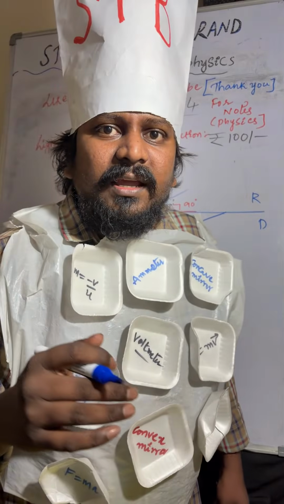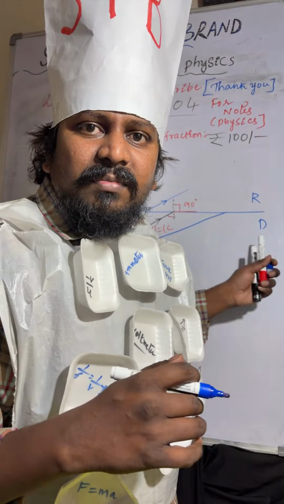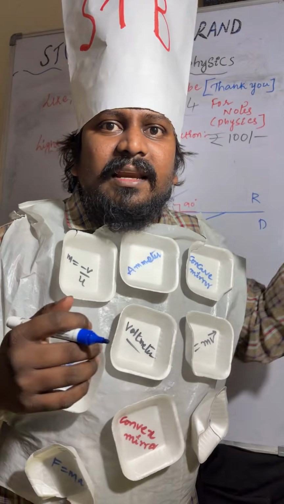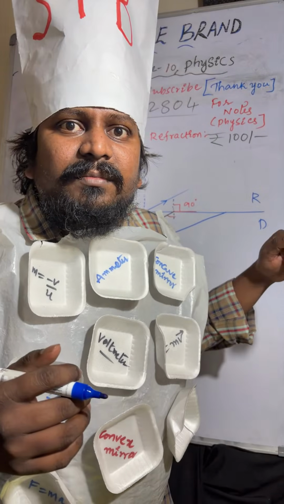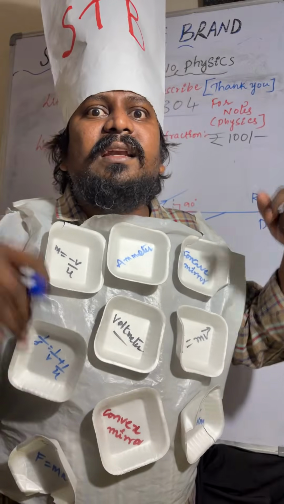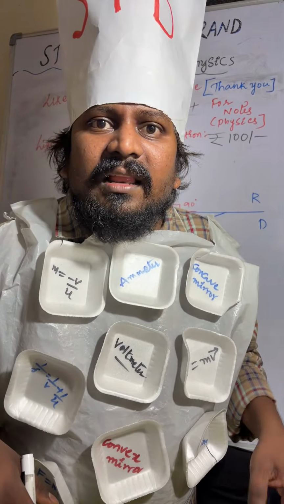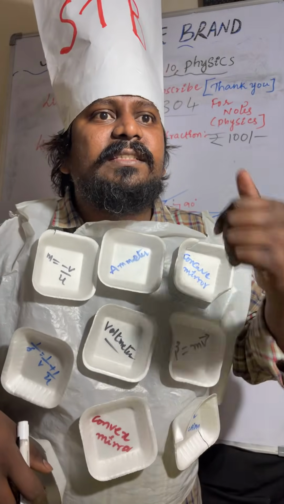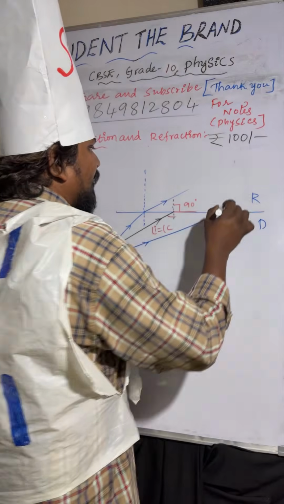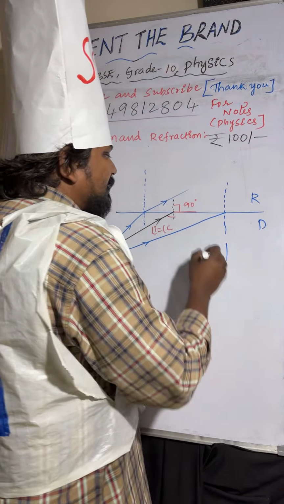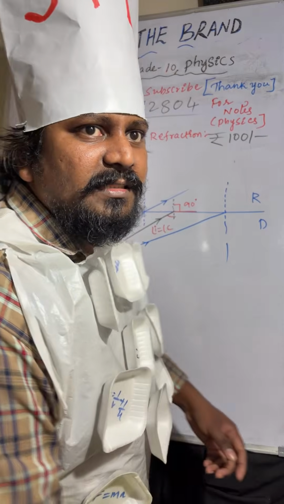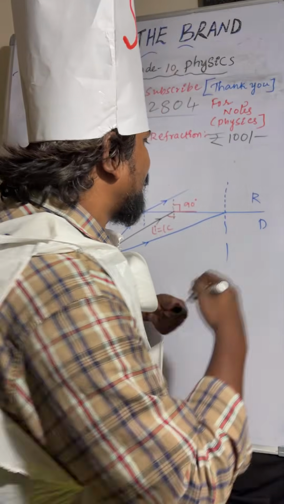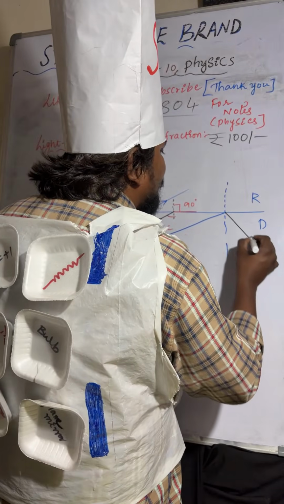One more light ray I am taking from denser to rarer. So in the rarer medium, if the refracted ray makes more than 90 degrees, that is, the angle of incidence is more than the critical angle, then the light ray will reflect back into the same medium. Here you can observe the incident ray. The refracted ray makes more than 90 degrees, then it will be reflected back into the same medium.